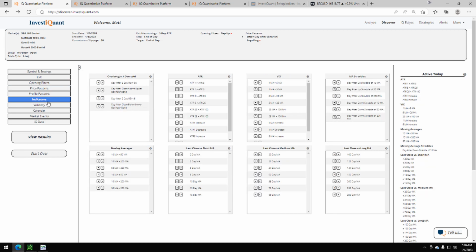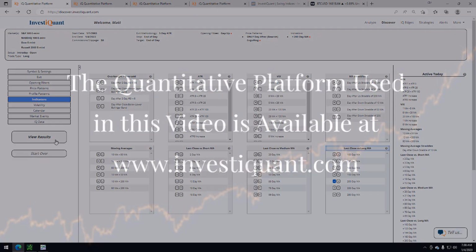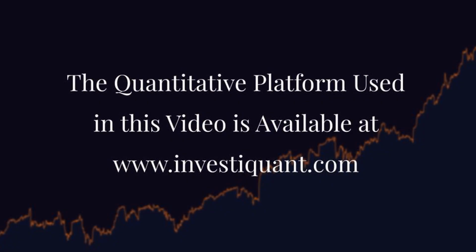Then I'm going to go to the indicators library, and from here, I'm going to click on below a 200-day simple moving average. I'd normally add a 10 as well, but this pattern doesn't happen all that often, so I'm just going to do the 200 today just to keep a few more samples in here. And then I'm going to click on View Results. All right, here we go.